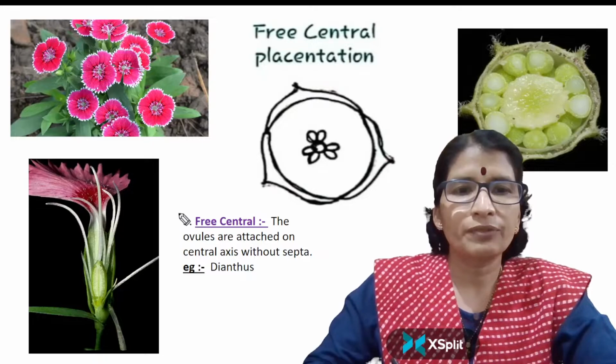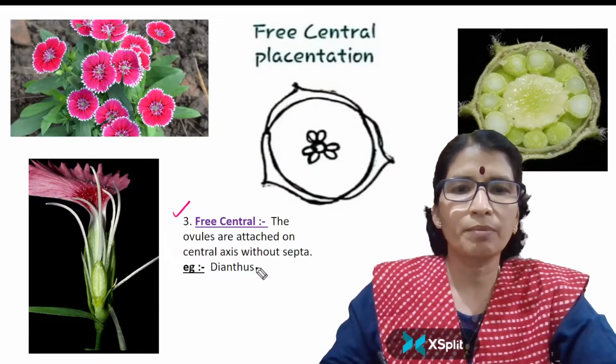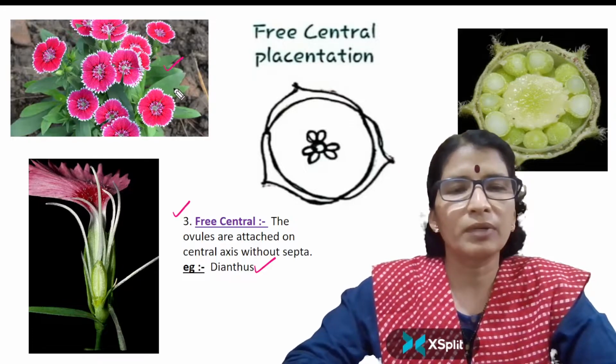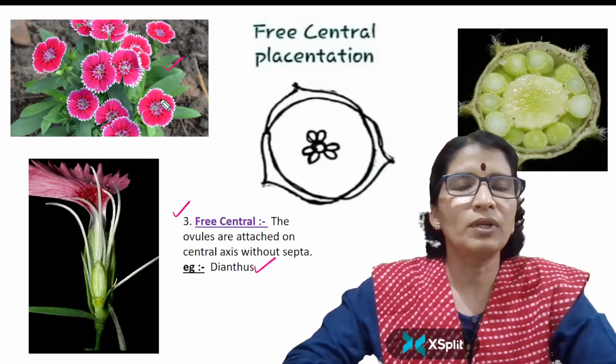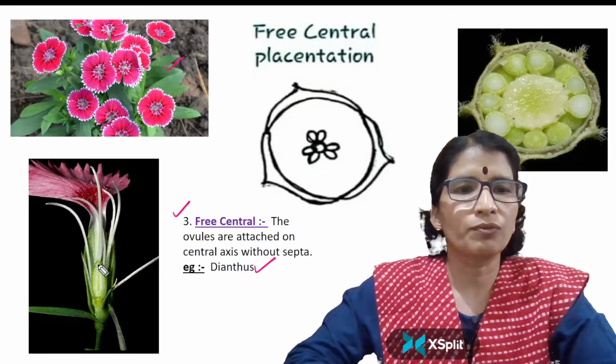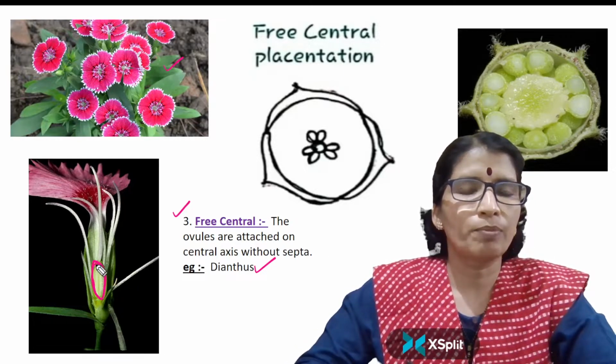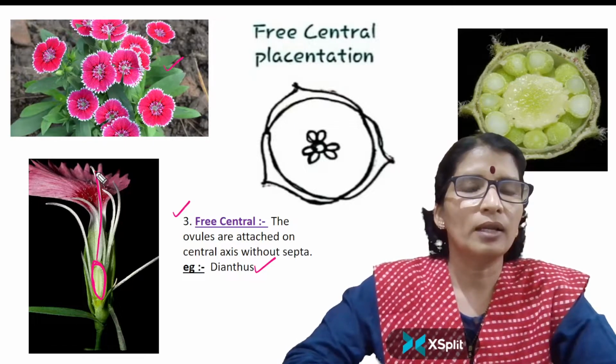Next, the third one is free central placentation. The best example is dianthus. This is the dianthus plant. Usually these plants are available in nurseries. The flowers are very beautiful. When we take the longitudinal section of the flower, in the middle you can see this basal bulged part called the ovary. This is the style and this is the stigma.